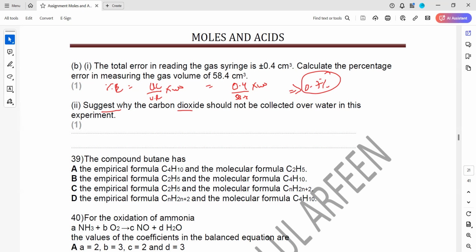When we try to collect the carbon dioxide over water, some of the carbon dioxide may dissolve in water. That might be a reason. That's also a reason why we don't prefer to collect the carbon dioxide in this manner.